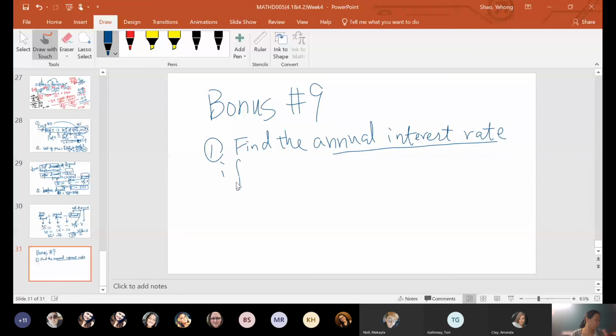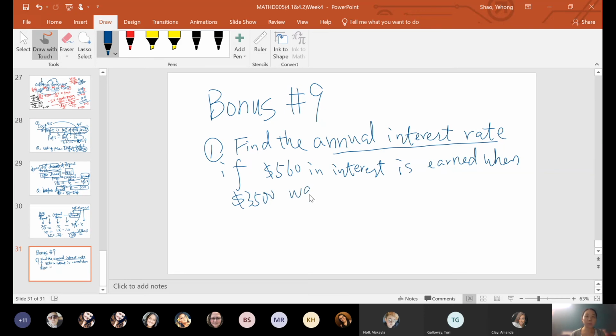If $560 in interest is earned when $3,500 was invested for 2 years.